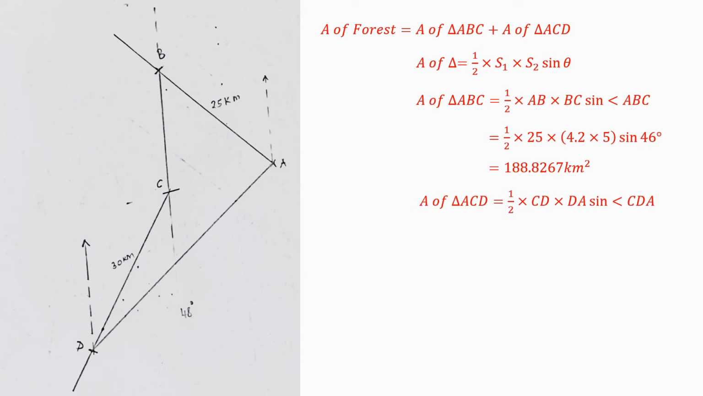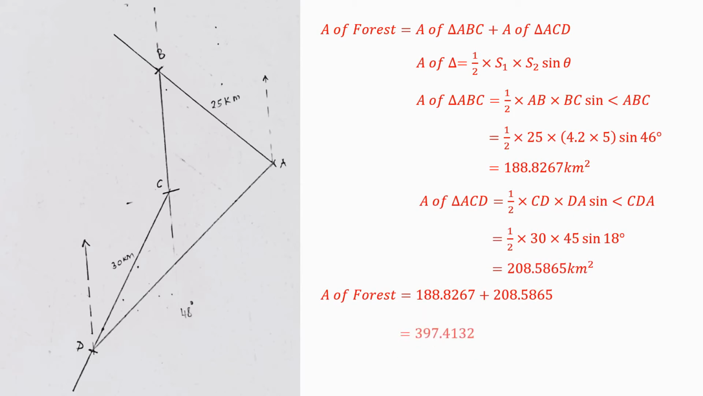Then the area of triangle ACD is a half times CD times DA, the sine of angle CDA, which is a half times CD is 30 kilometers, DA we've measured, and we obtained 45 kilometers, and then angle CDA is 18 degrees. So that is 208.5865 squared kilometers. So the area of the forest is the summation of the two, which is equals to 397.4132, and to 1 decimal place is 397.4 squared kilometers.